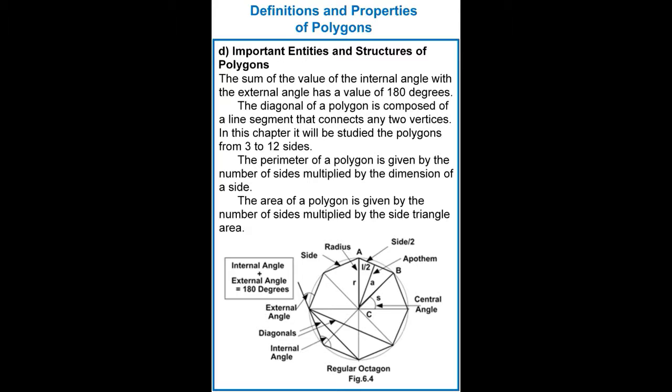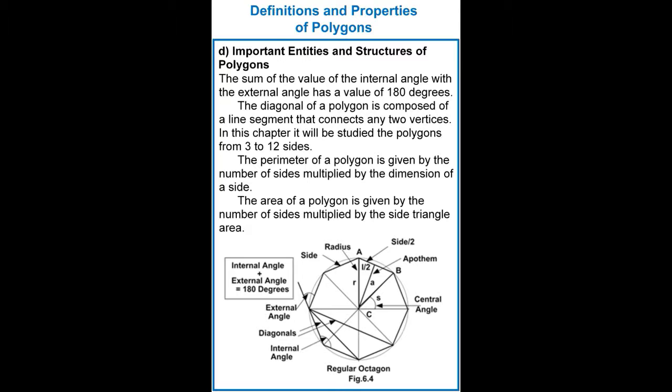In this last slide of this class, the presentation of the important structures of regular polygons continues. The sum of the value of the internal angle with the external angle has a value of 180 degrees. The diagonal of a polygon consists of a straight line segment connecting two non-adjacent vertices. In this chapter, we will be studying the regular polygons of 3 to 12 sides.